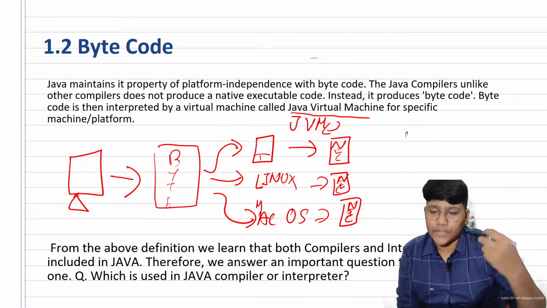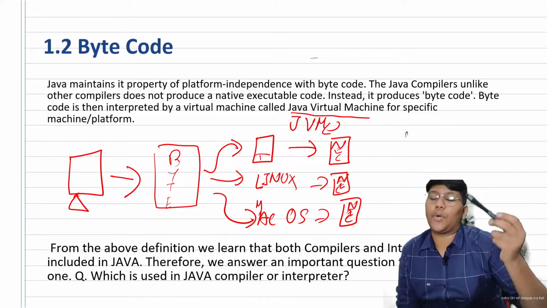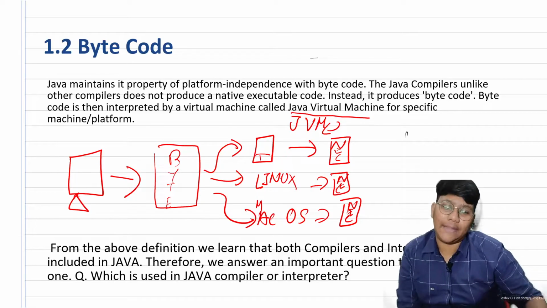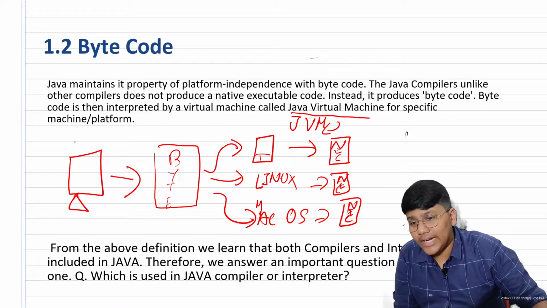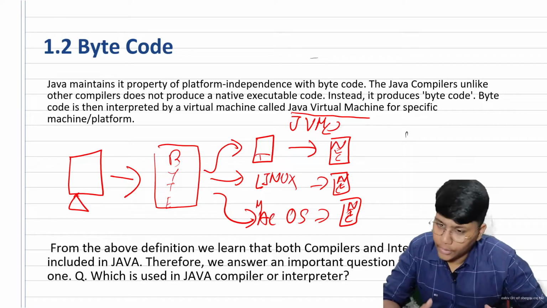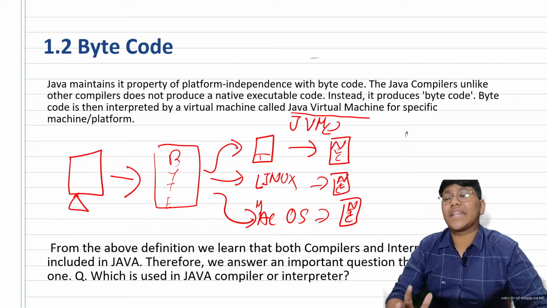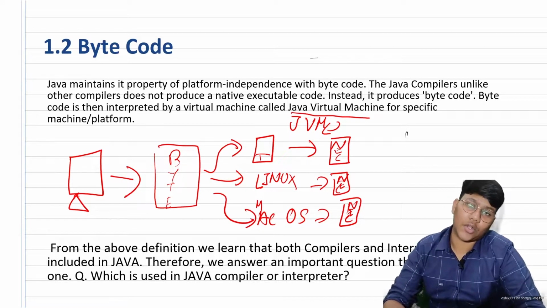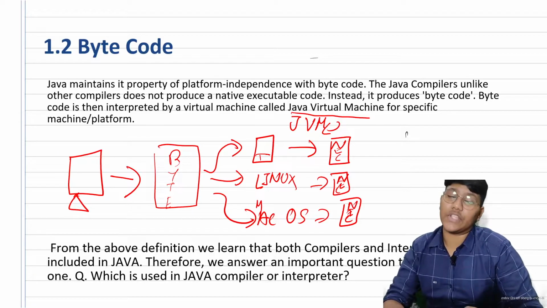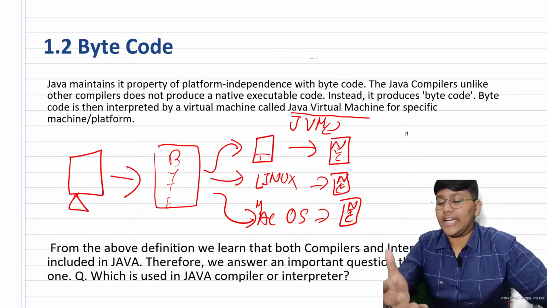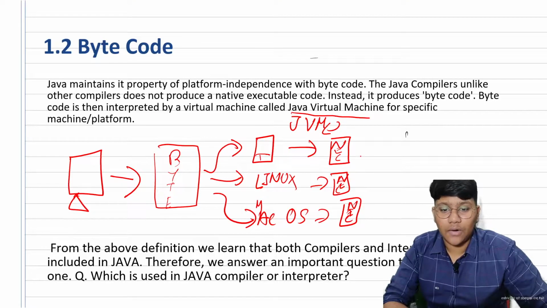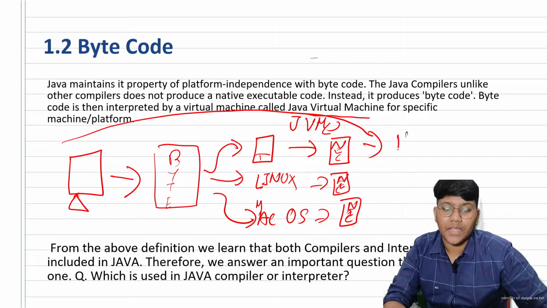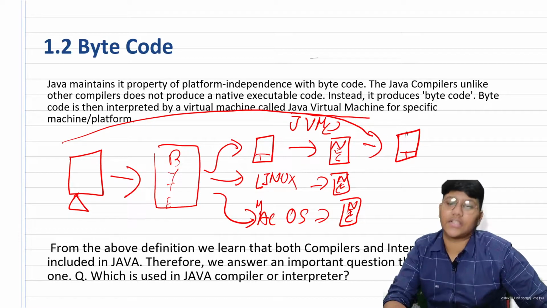So understood? What bytecode does is maintain the property of platform independence of Java. For example, if you are coding in Windows, it will produce a bytecode. The bytecode can be transferred to different platforms where a native executable code will be generated by the Java Virtual Machine, or JVM. Therefore, it remains platform independent.